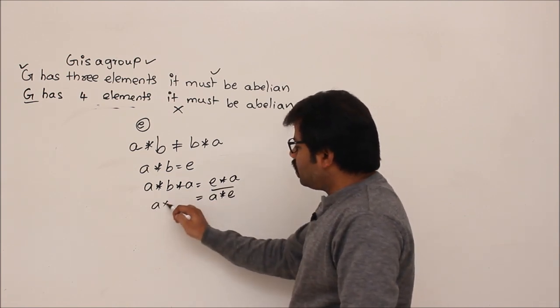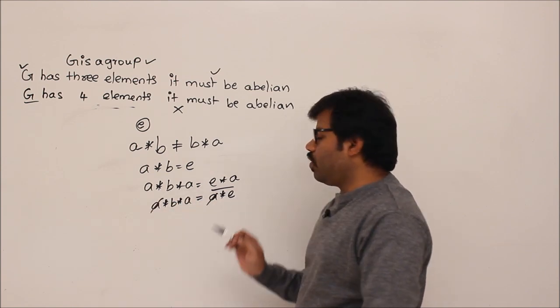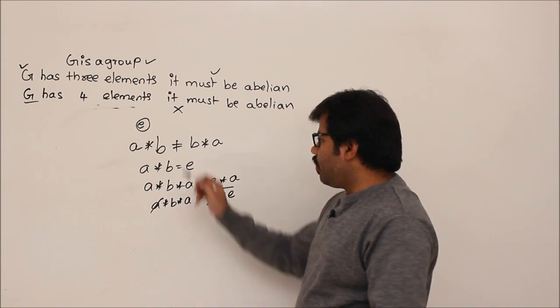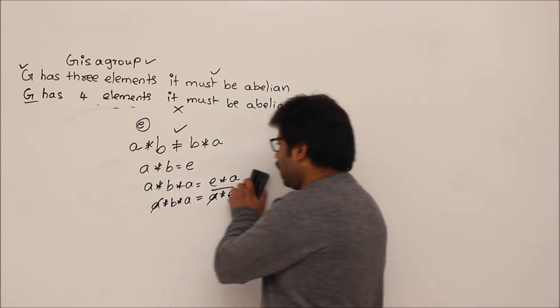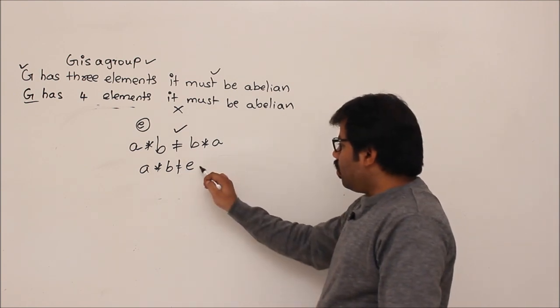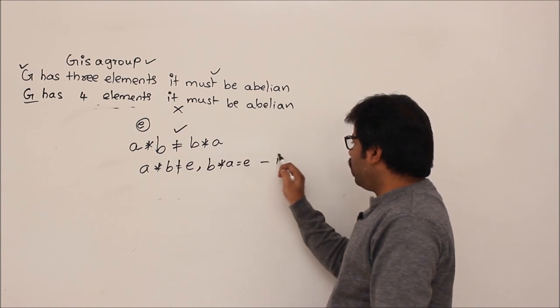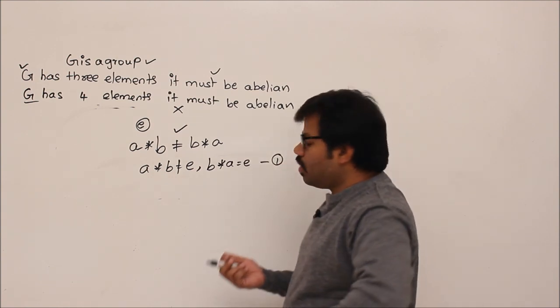Now A star B star A equal to A star E, left cancellation. Then B star A equal to E. Then A star B equal to B star A. But we know that A star B not equal to B star A. Then A star B cannot be E, correct? Now, similarly B star A cannot be E, same argument. Remember it.